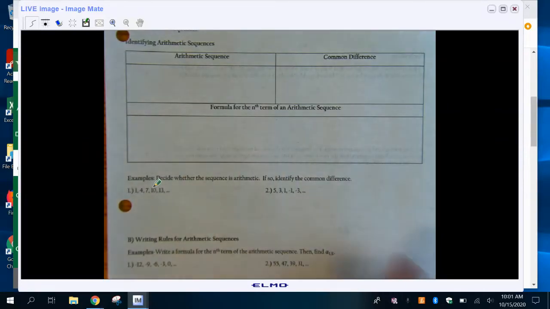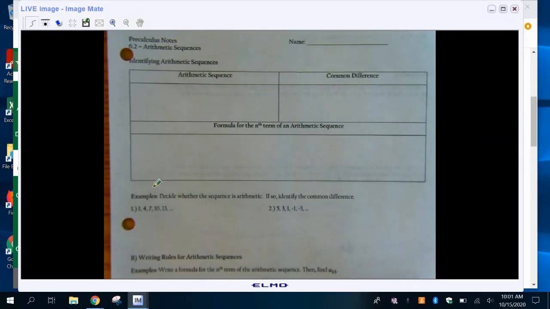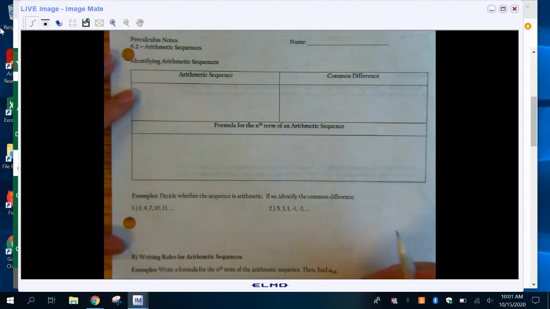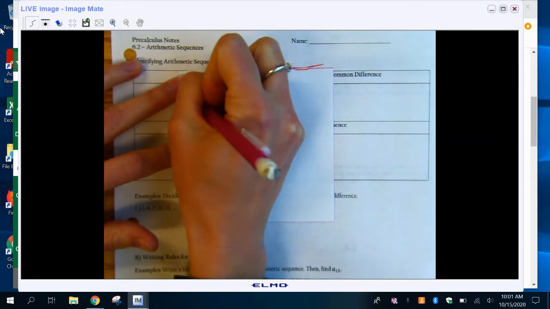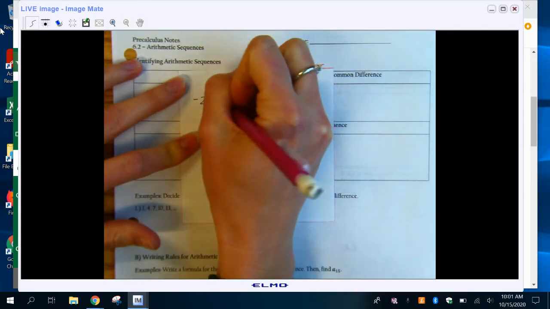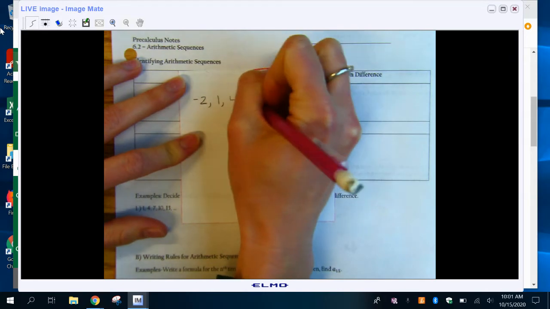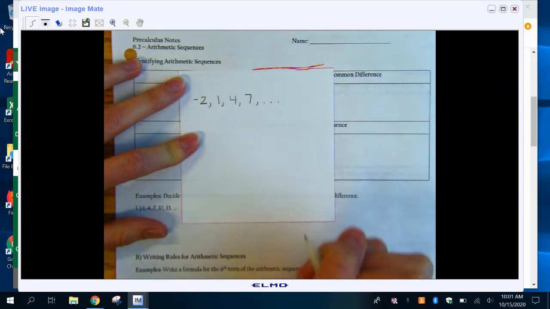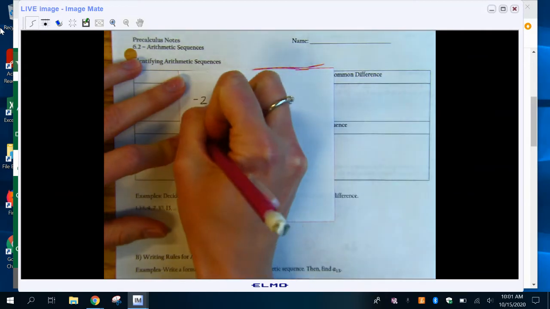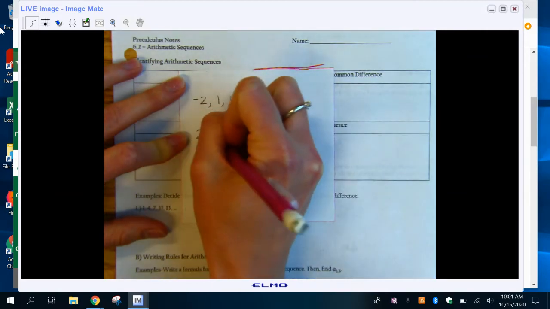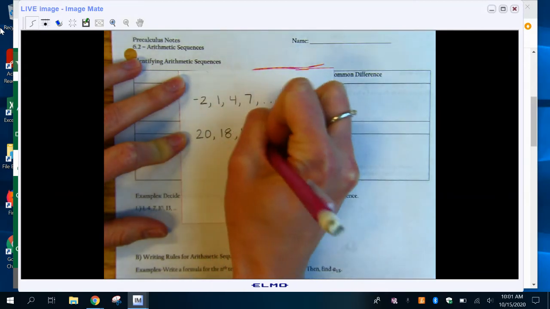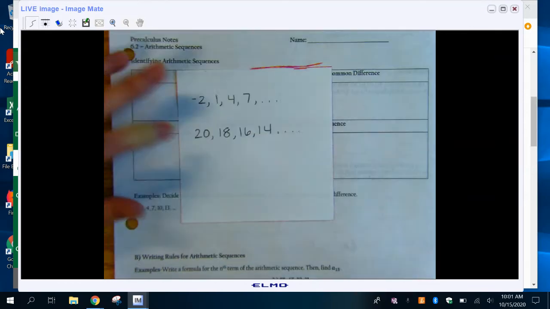So the next lesson in this unit, we're going to start looking at two different types of sequences and series. We're going to start with something called an arithmetic sequence. So an arithmetic sequence, I'll write a couple here. So let's say I do -2, 1, 4, 7, etc. Or maybe like 20, 18, 16, 14.